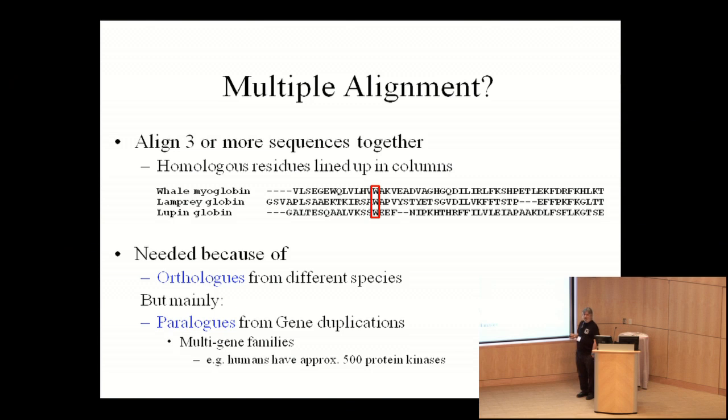You need to do multiple alignments because of orthology. That's where species diverge. So if you have one species that diverges into two, then all of the sequences that were in the ancestor, you end up with two copies of them. And when you end up with all of the species that we have on the planet today, each one of those has its own set of genes, many of which are related to sequences from other species.